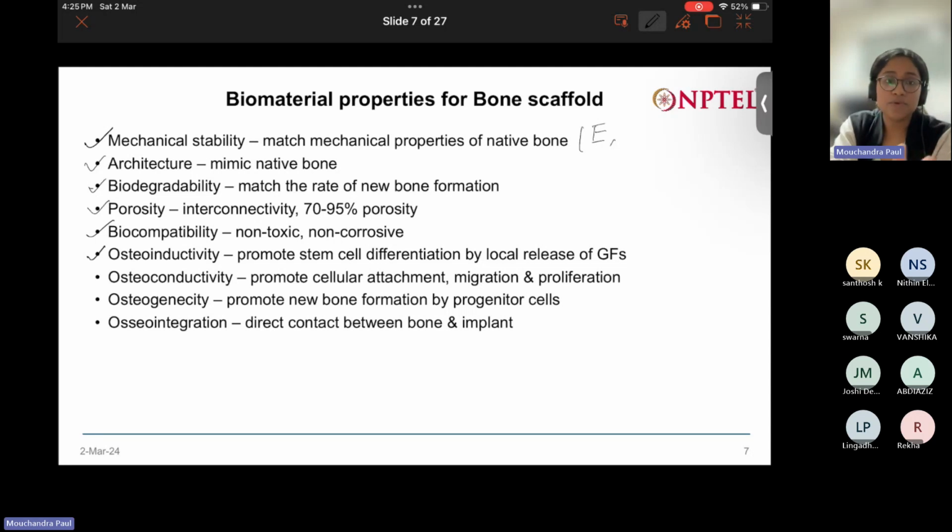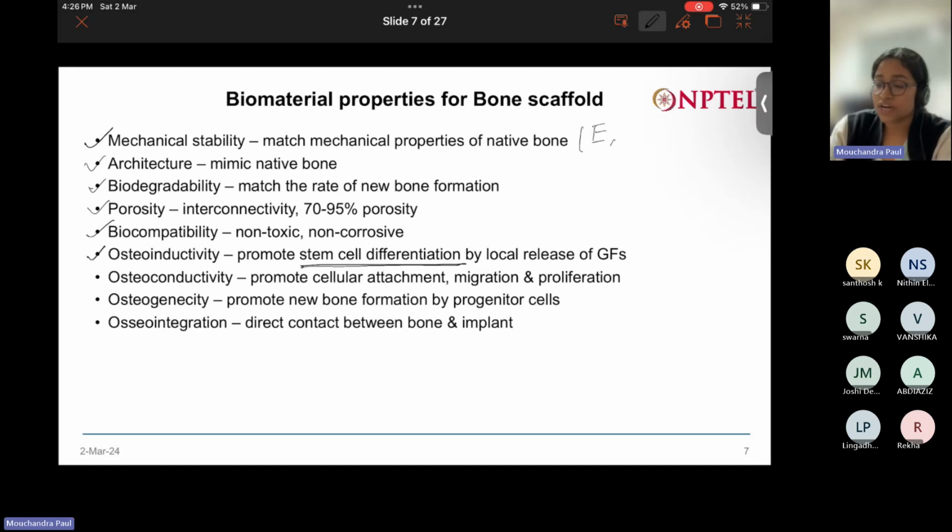Then there are four terms that are only used for bone tissue engineering applications. First is osteoinductivity. It means the ability of the biomaterial to promote stem cell differentiation. The biomaterial can itself promote this, or it can happen in the presence of some growth factor. So the scaffold can be engineered in such a way that it sustainably releases growth factors, and that in turn helps in stem cell differentiation.